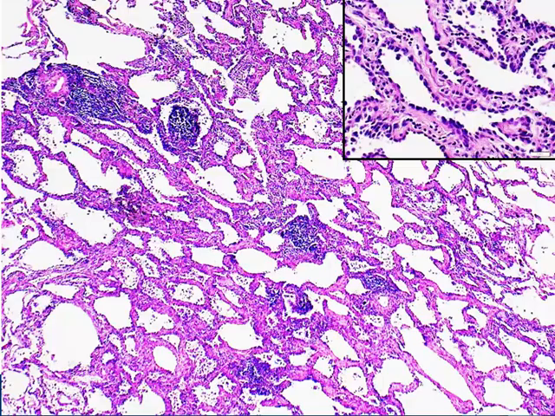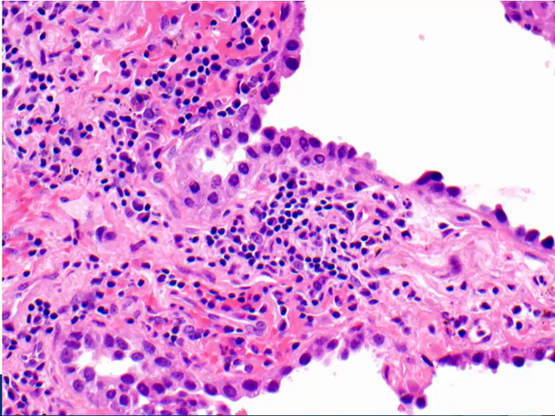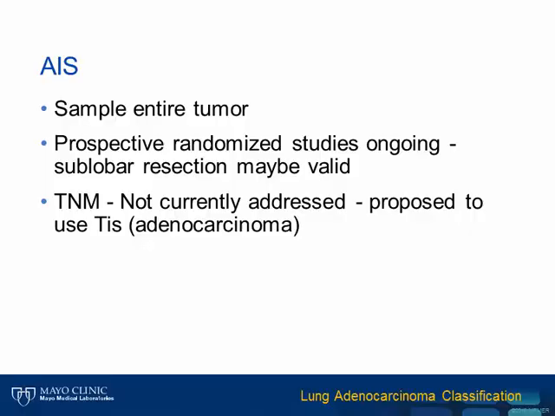Here's an example where we see the atypical lining cells of slightly thickened interstitium, and these cells have overlap and also pseudostratification. If we diagnose an adenocarcinoma in situ on a resection specimen, the entire tumor should be sampled because the invasion can be very focal. There are prospective randomized studies going on to identify whether sublobar resection, such as wedge resection or segmental resection, might be sufficient for treatment.